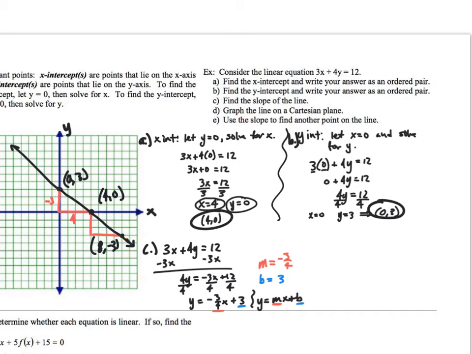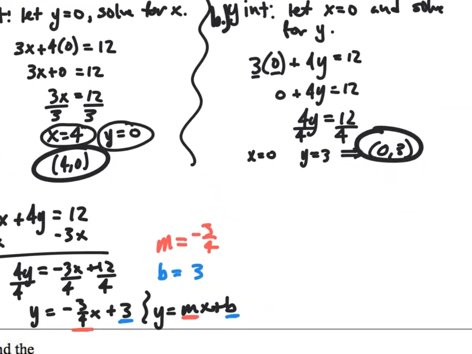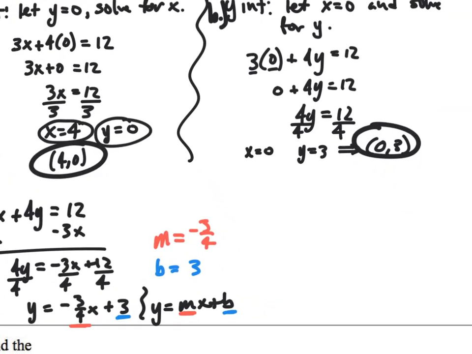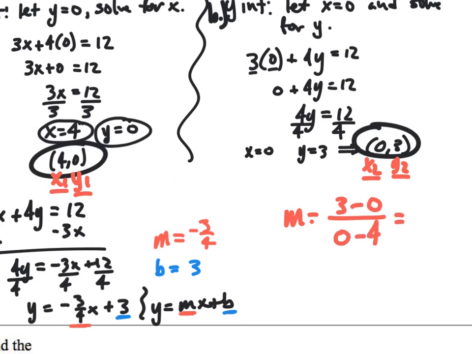Another thing that I could do, just to reiterate so you guys understand this: I could call this my first x value and my first y value, and I could call this my second x value and my second y value. To find my slope, use my formula, y sub 2 minus y sub 1, so 3 minus 0, divided by x sub 2 minus x sub 1, so 0 minus 4. Now 3 minus 0 is just 3, 0 minus 4 is negative 4. So I could do it algebraically.